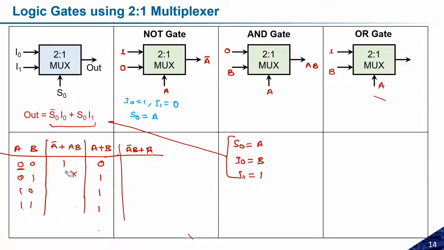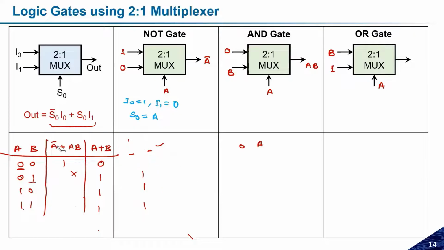If A is equal to 0, in this case 0 plus 1 into 0, I will get 0. Absolutely correct. 0 plus 1 gives 1 from here. 1 plus 0 gives 1 from here. And 1 plus 1 is 1. This combination is absolutely true. So what I have to do is connect S0 to A, I0 to B, and I1 to 1. This will give you the exact OR expression.